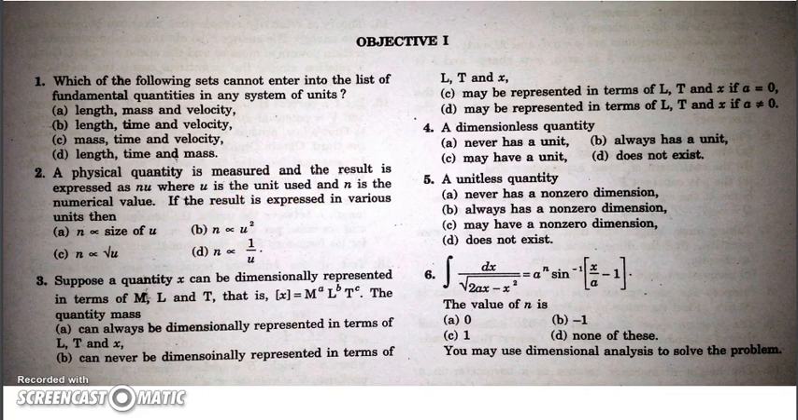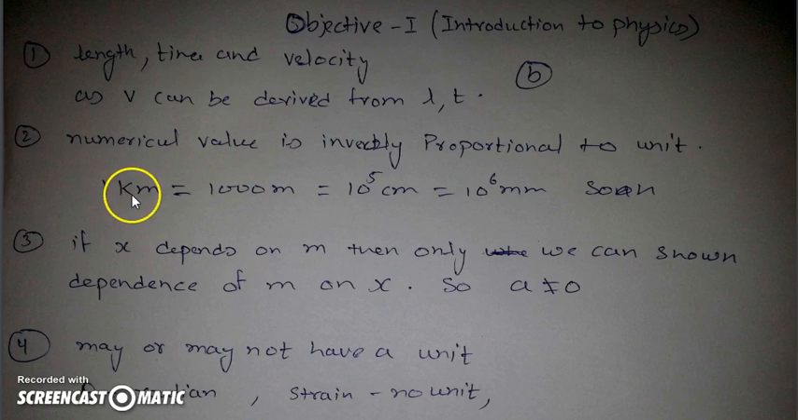For example, if we talk about kilometers, 1 kilometer is 1000 meters. Meter is a smaller unit, so I have decreased the unit, numerical value has increased. Similarly, this is also equal to 10 to the power 5 centimeter. Again, I have decreased the unit, numerical value has increased.